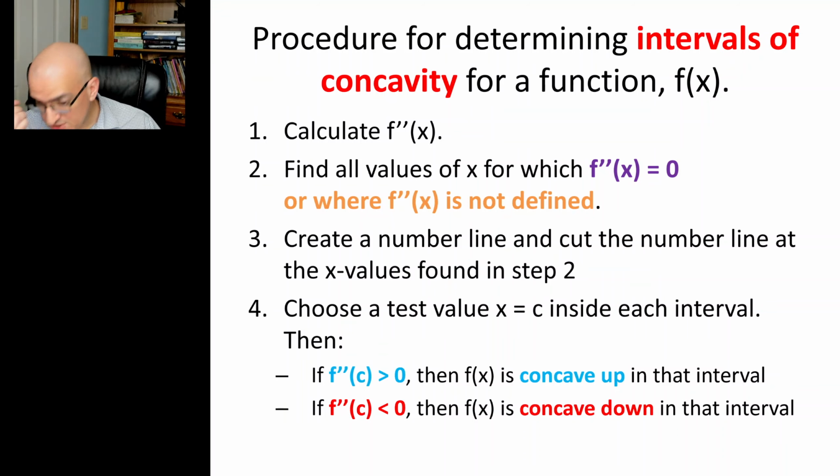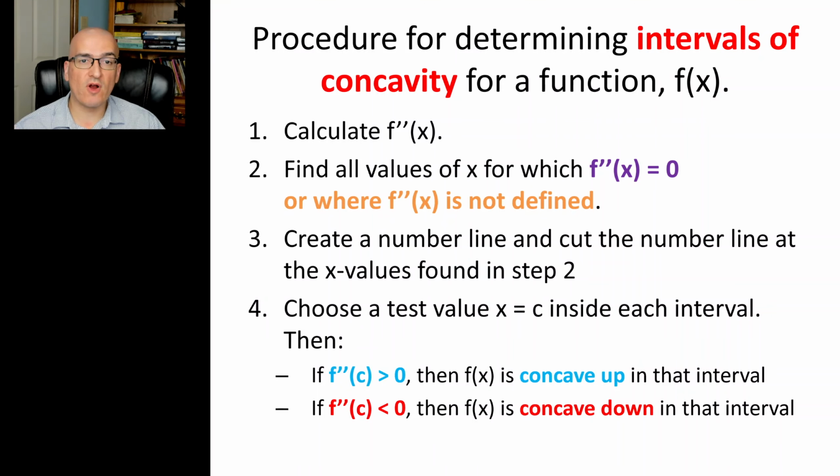That tells us essentially all we need to know to construct a recipe for looking for where a function is concave up and concave down. We're going to need to find the second derivative, and we're going to need to set it equal to 0. Setting equal to 0 is going to tell us possible locations where a function could change its concavity. But we also have to check locations where the second derivative does not exist.